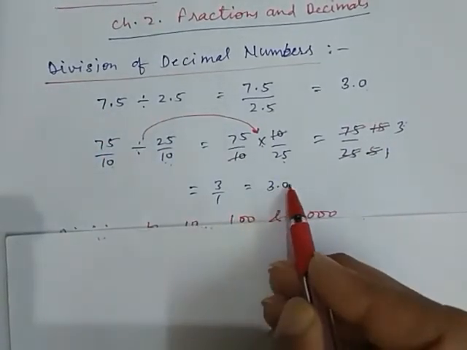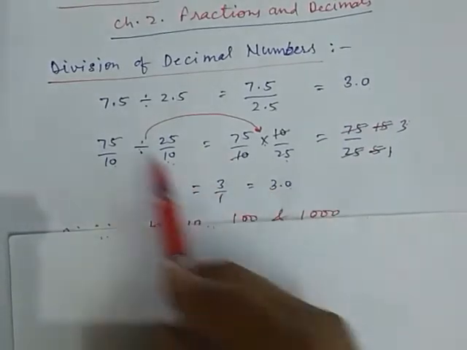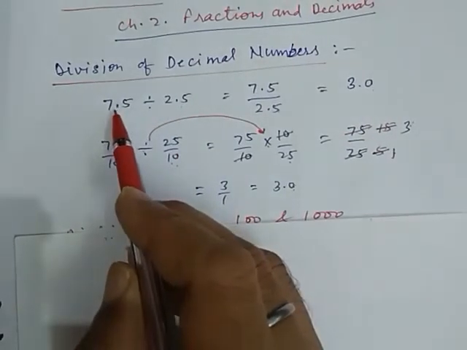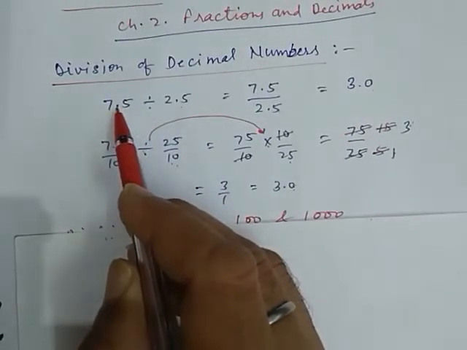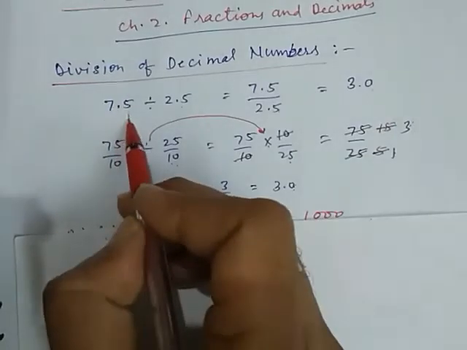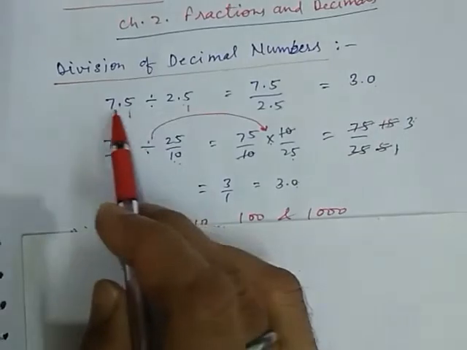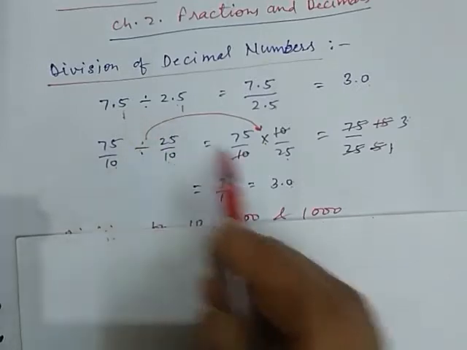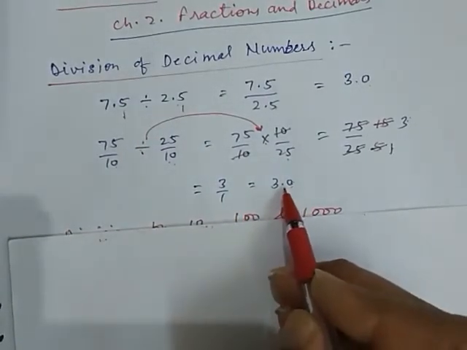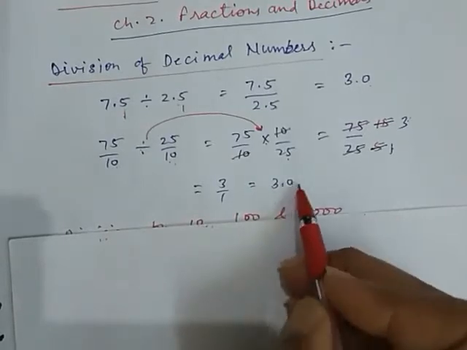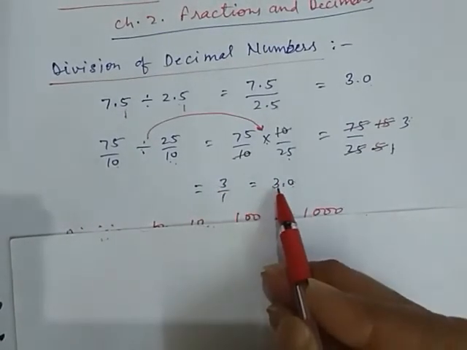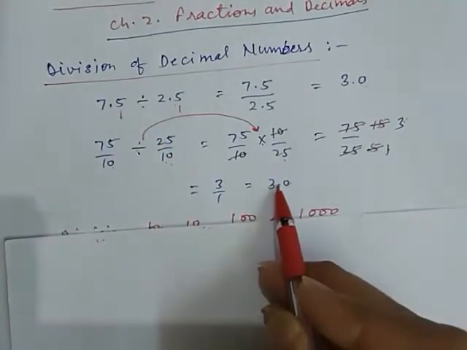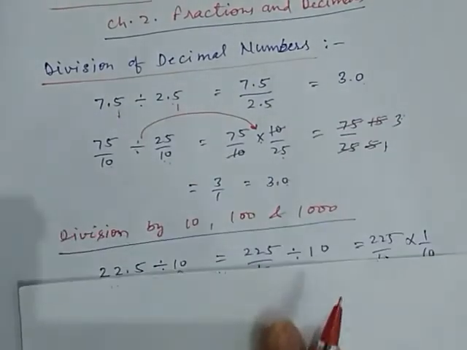Why do we put 0 here? To clarify this: when we divide a decimal number by another decimal number, first we count the digits after the decimal, here 1 digit, here 1 digit. After division, we write the number with 1 digit after the decimal. Although this can be written as 3, we write it as 3.0, to show the actual value, because this is 3.0, okay.